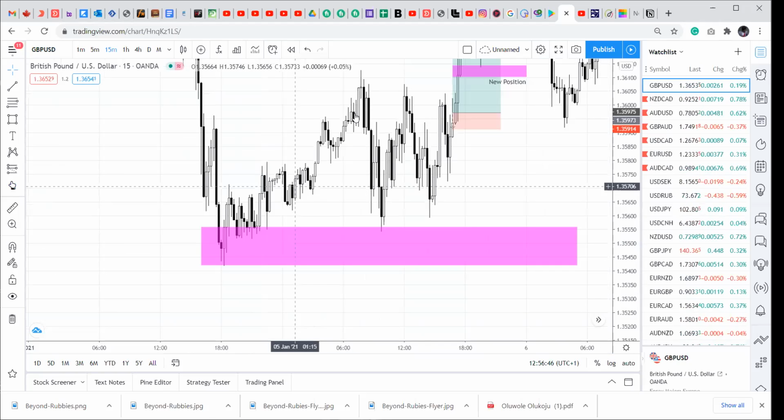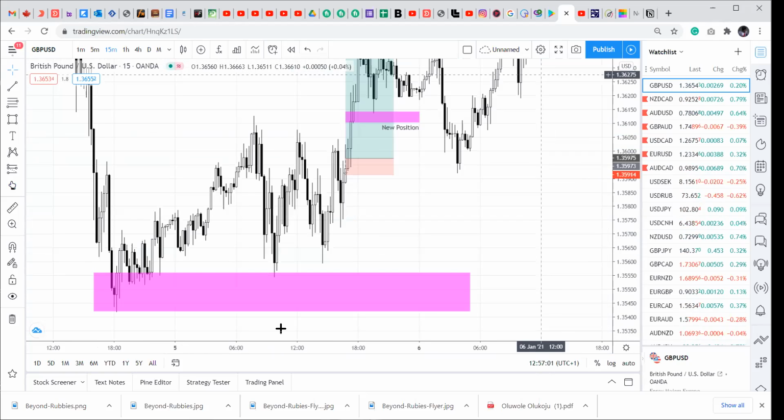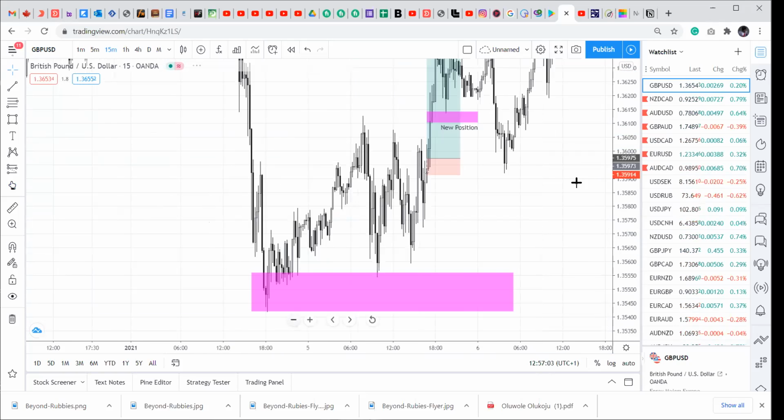It went up and then it still came back to tap into it. And what happened? Boom, the real movement started. Boom, boom, and it's still going up. So you wouldn't have missed so much.